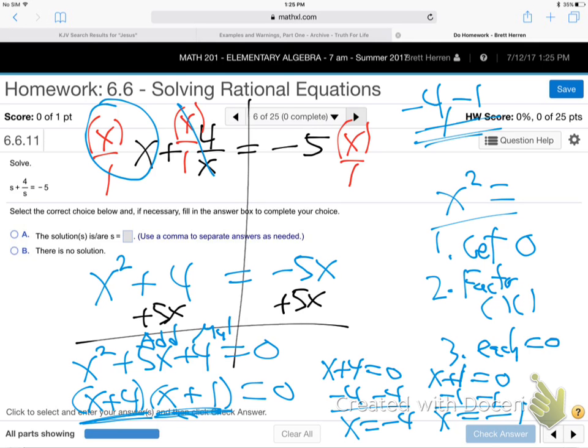I'm just worried because you said we're going to have word problems. Yeah, 6.7 is word problems and 6.8 is complex fractions. Oh yeah, that sounds ugly. Yeah, they all are. Okay, thank you so much. You're doing good work.